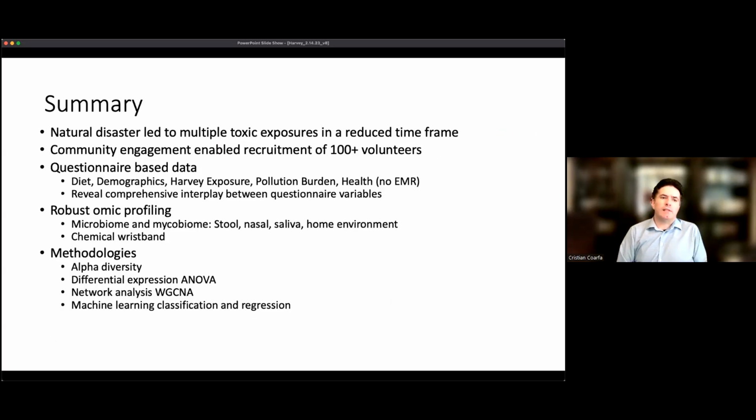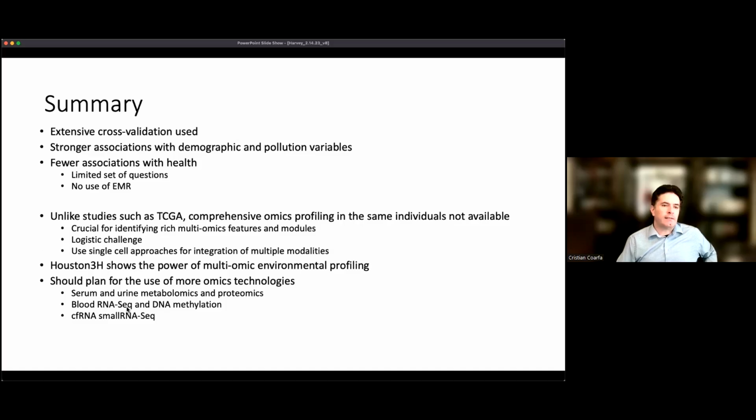So with this, I'll try to summarize, and then Lisa, we can go to the question section. Essentially, Houston was exposed to a natural disaster, which led to high exposure in a reduced time frame. Through community engagement and questionnaire-based data, we obtained a lot of information from our participants. The omics profiling was robust, focused on the microbiome and chemical wristbands. The methodologies used here range from simple to complex, starting from alpha diversity and differential expression to network analysis and machine learning. And we used extensive cross-validation.